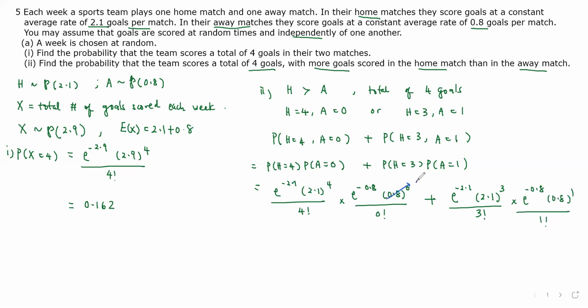Anything that is raised to the 0 is a 1. 0 factorial is also a 1. Then we can compute all that and we get a value of 0.113.